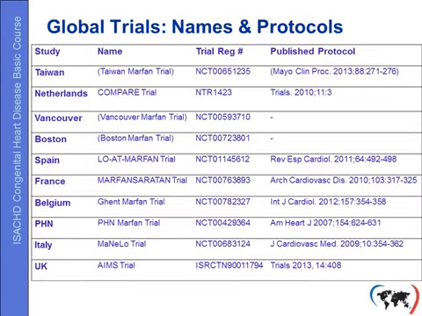And for your reference, most of the protocols of these trials have been published, and a prospective meta-analysis is underway to compare all of the results of these trials pending their completion.